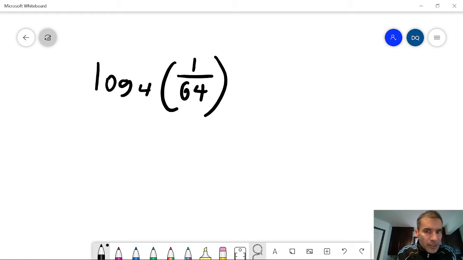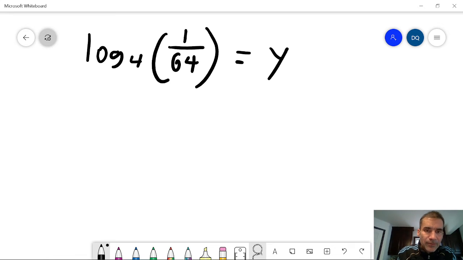To understand what this is or to answer it, I'm looking for some value. So I think the first thing that you should do as you're starting to work with logs, instead of trying to just write down the answer, is label it. So let's call that y or x or a or whatever it is you want. And then take your understanding of the definition of a log and rearrange it.